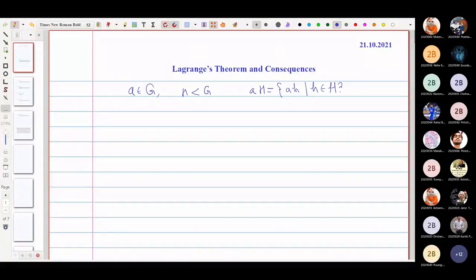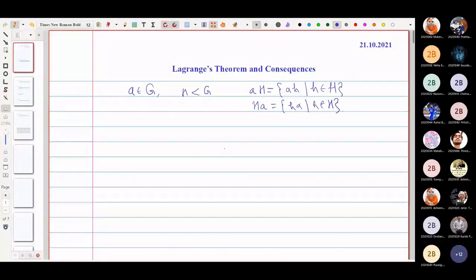Similarly, we also talked about right cosets, which are a collection of elements of this form. After that we discussed when two cosets are equal and when they are either exactly equal or disjoint, and what the number of elements in a coset is, and when a left coset and a right coset are the same.